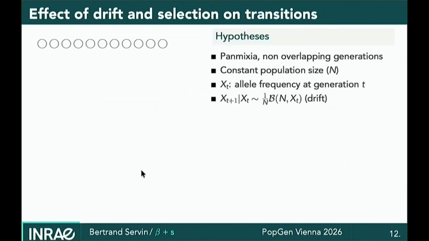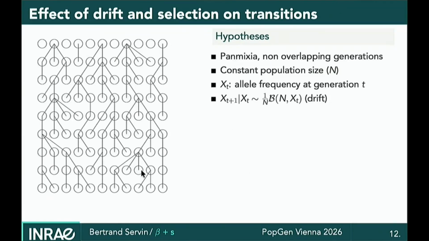Now for the Q, it's a bit more complicated. Think about a panmictic population with non-overlapping generations and constant population size. When you go from one generation to another, you're just sampling the new alleles from the previous one. So it's a binomial where you take big N and the probability is just x_t, the frequency in the previous generation. That's just drift, and you can do that going forward.